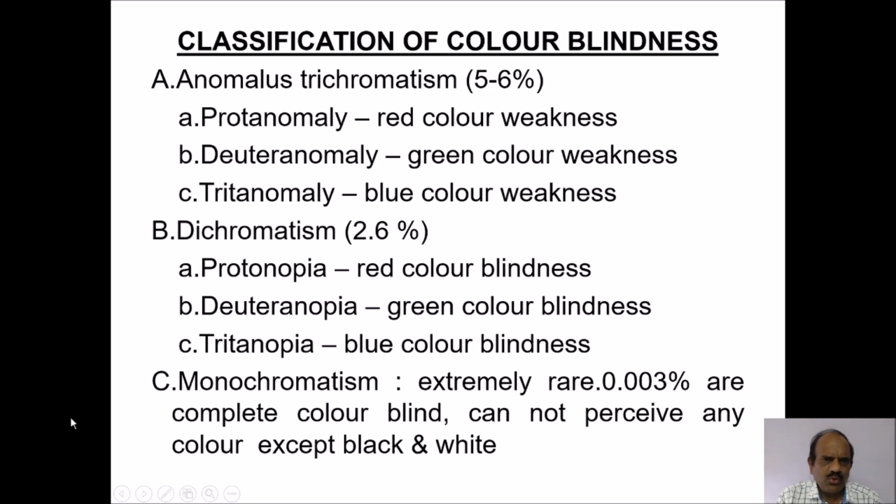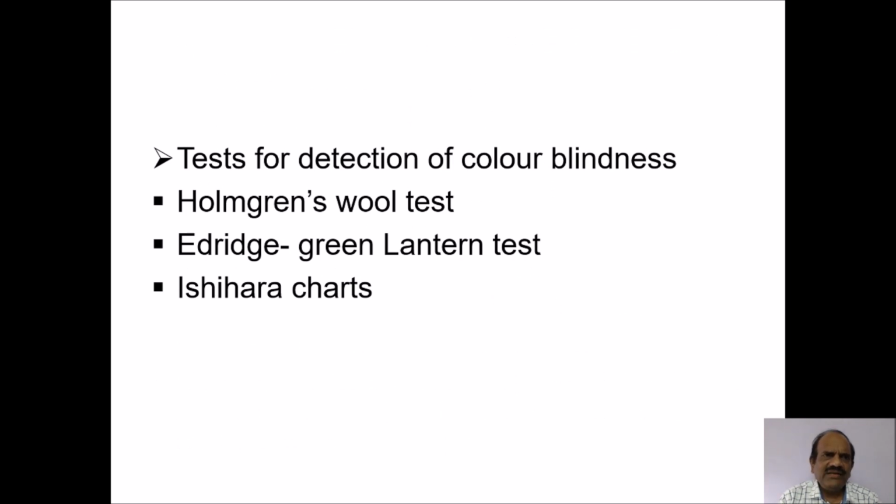The last category is monochromatism, which is extremely rare and its occurrence is approximately 0.003%. This abnormality indicates complete color blindness, and the person cannot perceive any type of color except black and white. Now there are different tests for detection of color blindness which are very common: Holmgren's wool test, the Edridge-Green lantern test, and the Ishihara chart. These are very easy tests for color blindness.